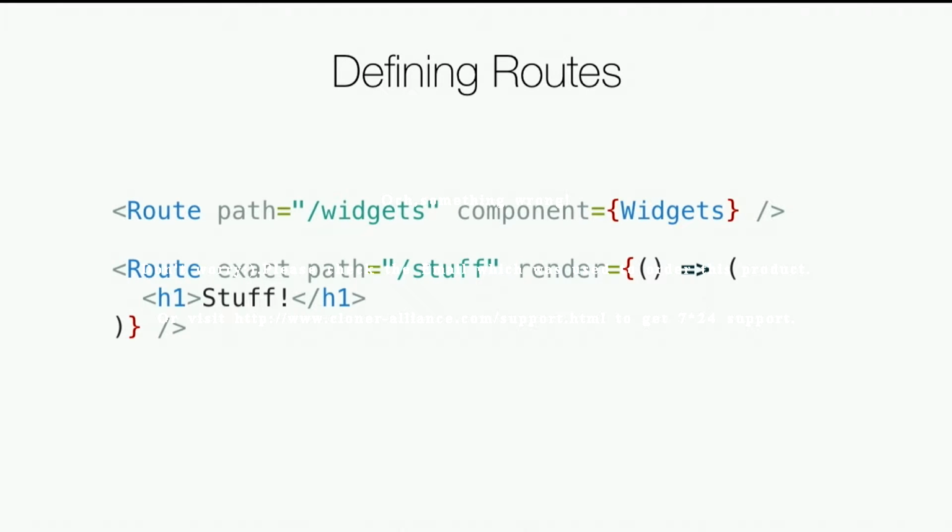Now the other thing that's different about this, you'll notice, is we're not saying component specifically. You can also do an inline render, kind of like a stateless functional component. So we can just pass it a function that returns some JSX. So for the second route, when we match the URL path of /stuff, then we're just going to render an H1 that says stuff in it. Any question about any of that? Good. It's pretty straightforward. You just tell it what you want it to match and then what to do when it does match.